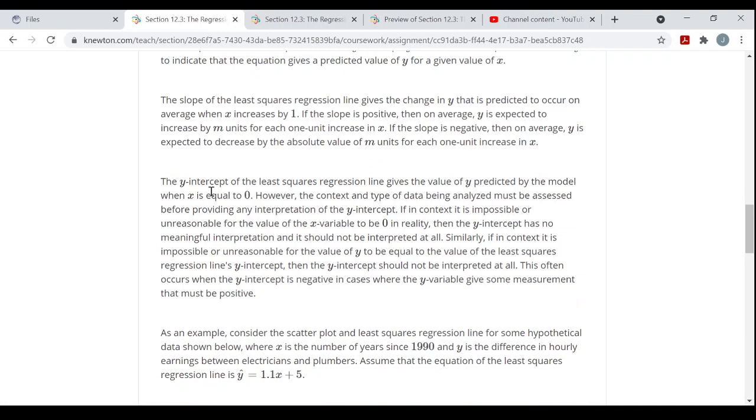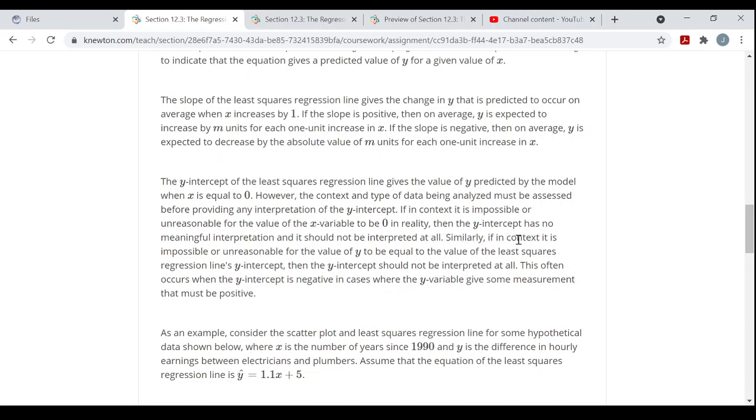The y-intercept of the least squares regression line gives the value of y predicted by the model when x is equal to 0. However, the context and type of data being analyzed must be assessed before providing an interpretation of the y-intercept. If in the problem it is impossible or doesn't make sense or it's unreasonable for the value of x to be 0 in reality, then the y-intercept has no meaning. It has no meaningful interpretation. It should not be interpreted at all.